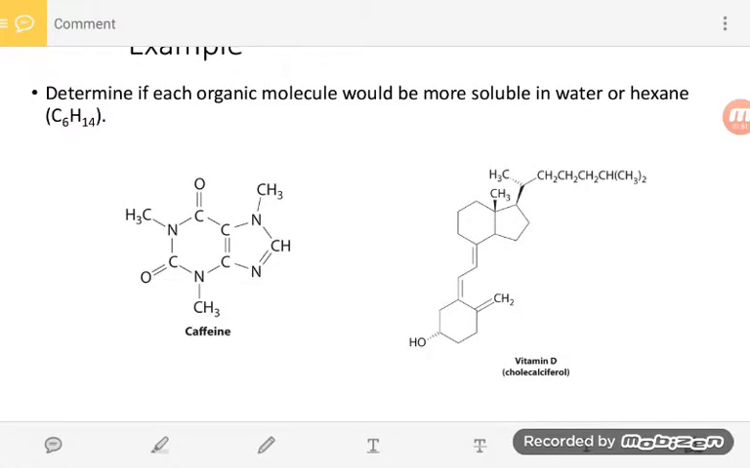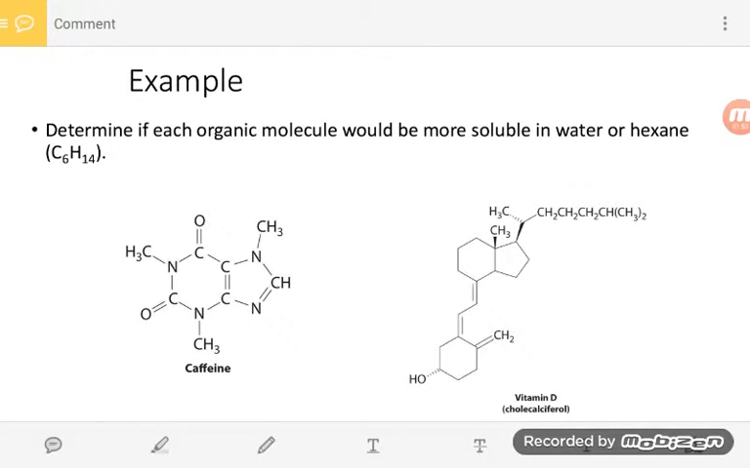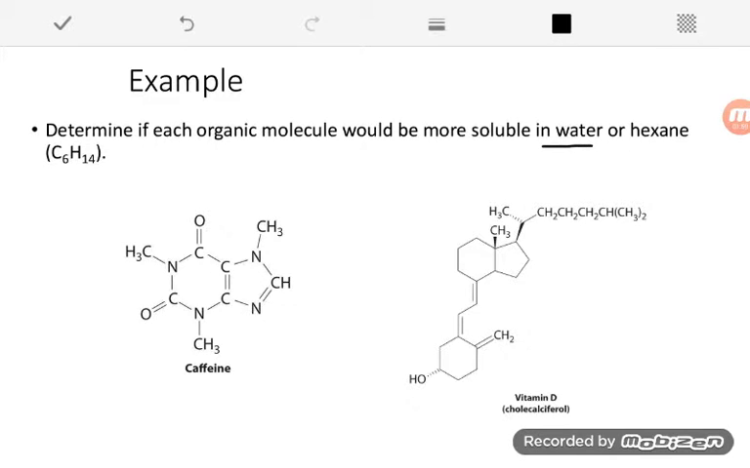Determine if each organic molecule would be more soluble in water or hexane. Now the reason they use these two is water is just sort of the universal polar solvent, and hexane, we can see it's all carbons and hydrogens, so it's usually considered pretty much the universal nonpolar solvent. So it's just another way of saying polar or nonpolar. So what we can do for each molecule is just look at how many polar groups it has and then decide if we're going to round up to polar or down to nonpolar.